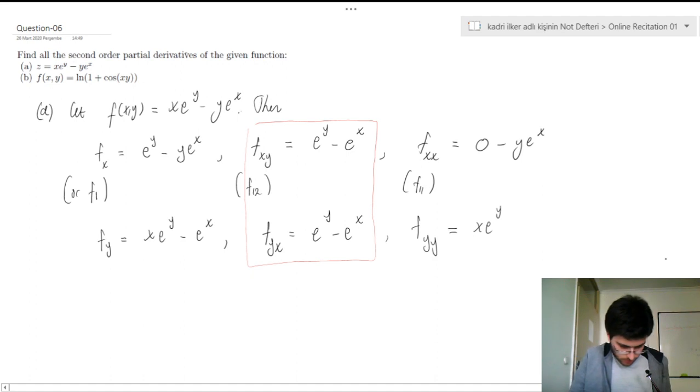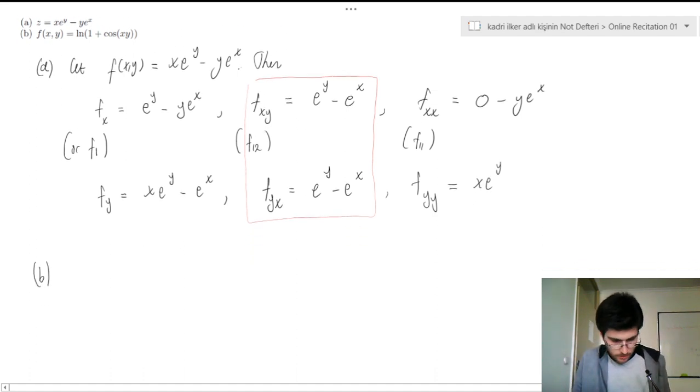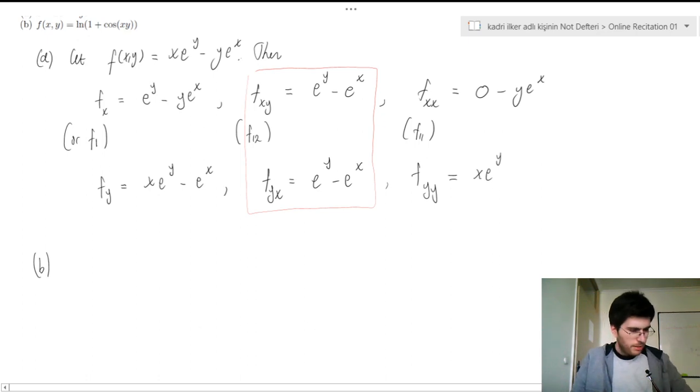Fine. So part B. Part B is a little bit more complicated because we should be careful. We should use the standard chain rule.